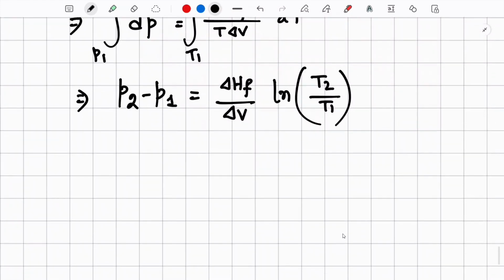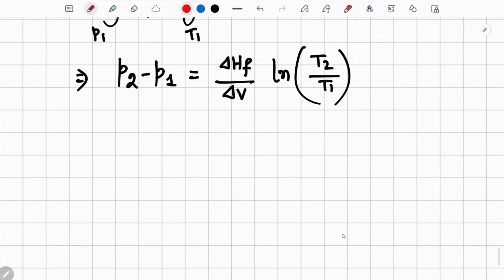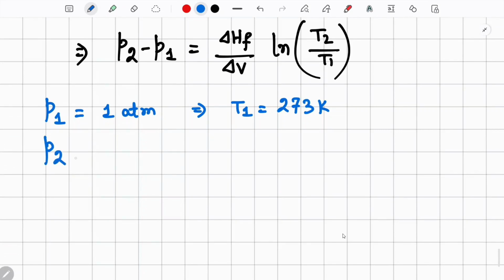So here everything is known, I think. What is P1? That is 1 atm, and the corresponding temperature is 0 degrees Celsius, 273 Kelvin. P2 we have to calculate at 272 Kelvin. Delta H of fusion is given.